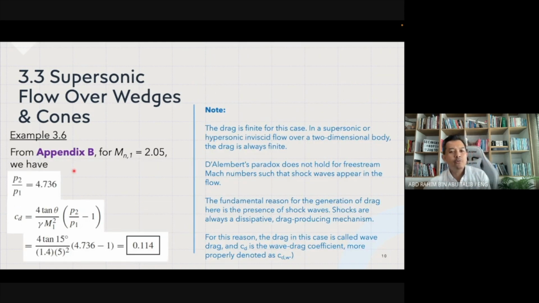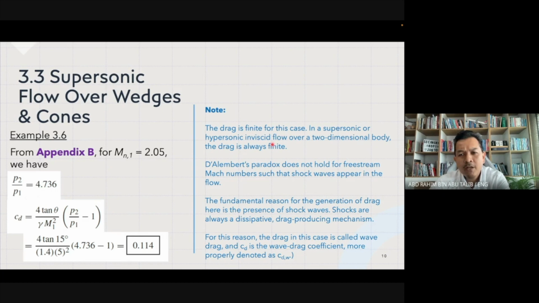And then you look into Appendix B for Mn1 equal to 2.05, right? We are not going to switch over to Appendix B. You may want to do it yourself to see what is the corresponding value of the pressure ratio. So from there, you insert the pressure ratio value 4.736 into the earlier expression that we already obtained, and you will then get the value of the coefficient of drag to become 0.114, okay? Note that the drag is finite for this case.